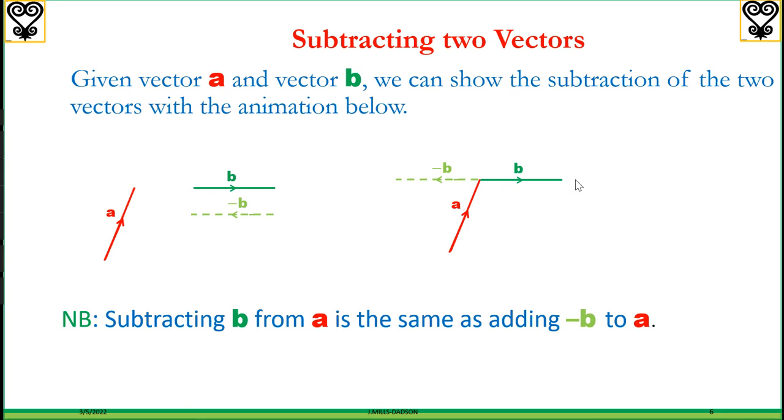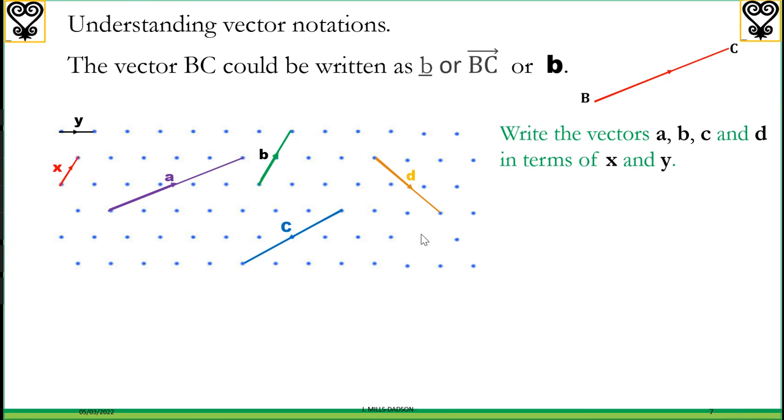This way is vector b. So if you want to say minus b, it has to be the opposite direction. And we have to join from the beginning of a to the end of -b. That shows a minus b. So having understood how to add and subtract vectors, we are supposed to use vectors y and x to rewrite these vectors. Note that there are three ways we could write vectors.